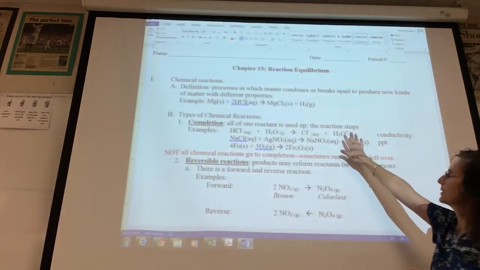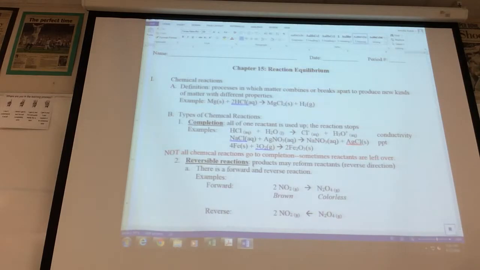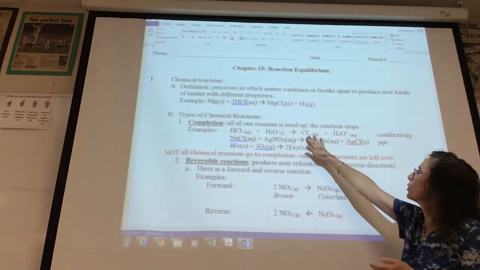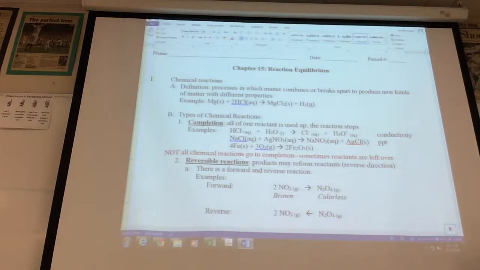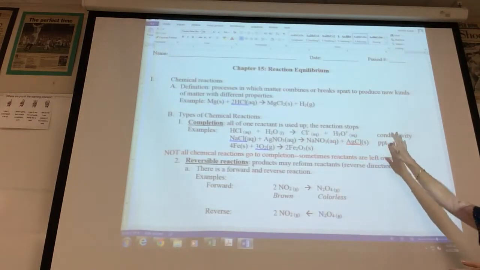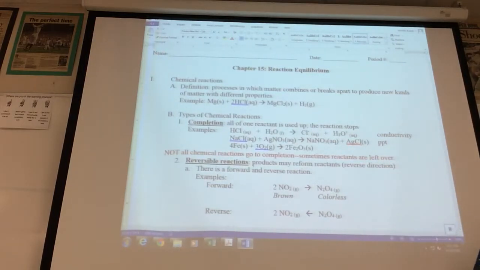So these reactions all go to completion, and we've looked at some of them during the year. For example, if you have hydrochloric acid dissolved in water, you generate chloride ion and hydronium ion, and you would know the reaction goes to completion by conductivity. You would see that if you hook this reaction to a light source, the light bulb would illuminate.